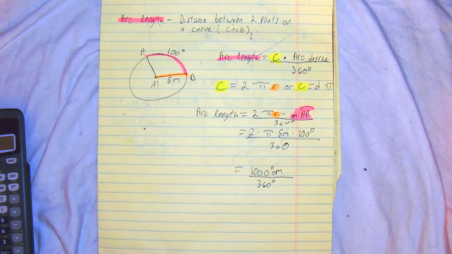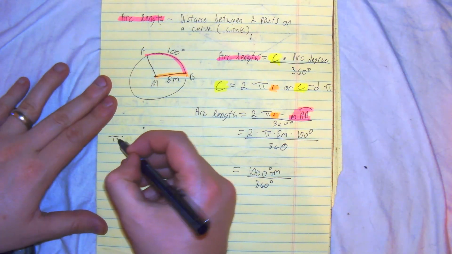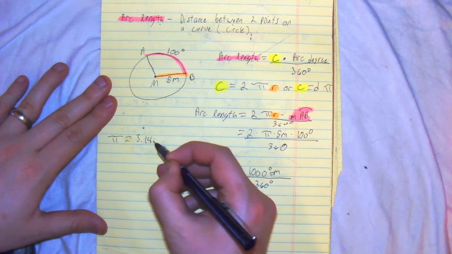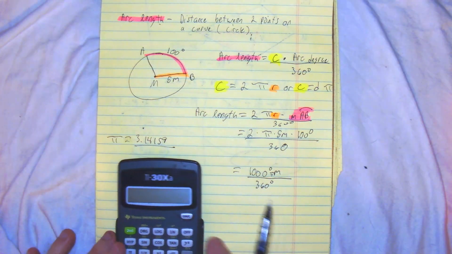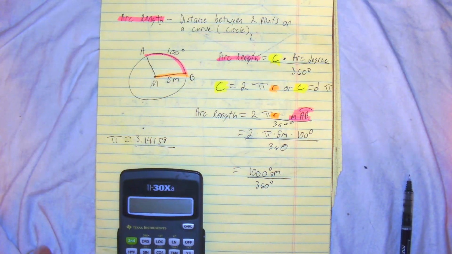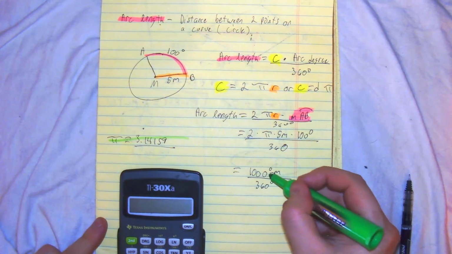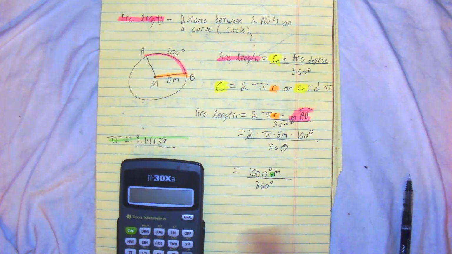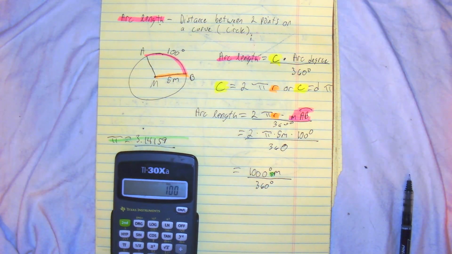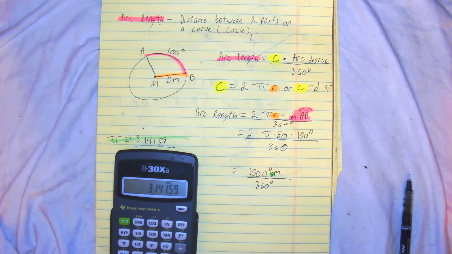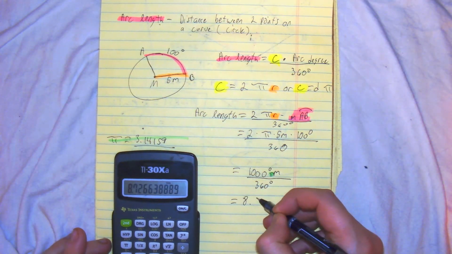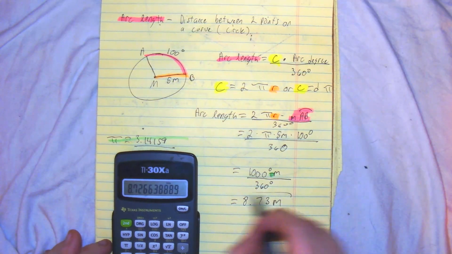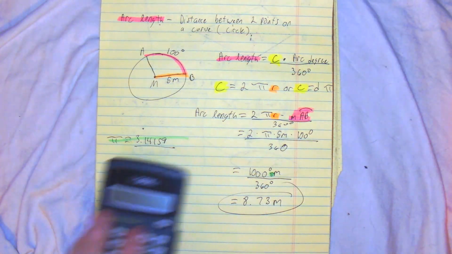For this, to make it nice and simple, let's make pi equal to 3.14159. So let's use that for our pi value. So all you're going to do is 1,000 times 3.14159 equals, and then divide by 360. You get your length is about 8.73 meters. Just round to the nearest hundredth. And that's how you would do arc length.